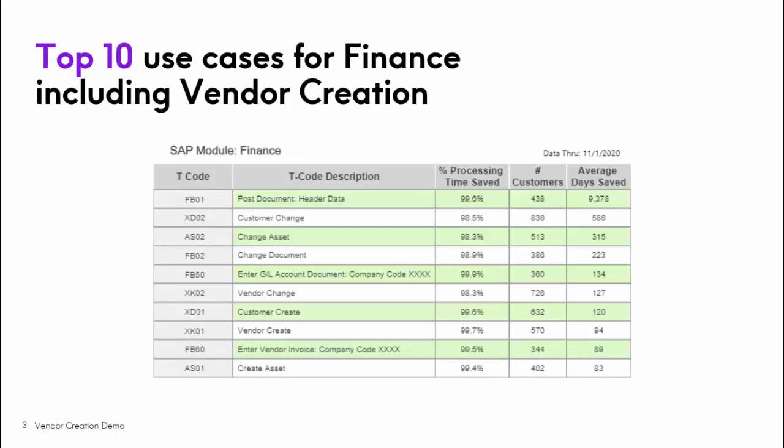The top 10 use cases for finance include vendor creation. Here you'll see a number of both transactional as well as master data. And here we have vendor creation. All of them have well over 90% time savings versus doing it manually. We have a lot of customers who are automating it using our solution, and the days saved is quite high.